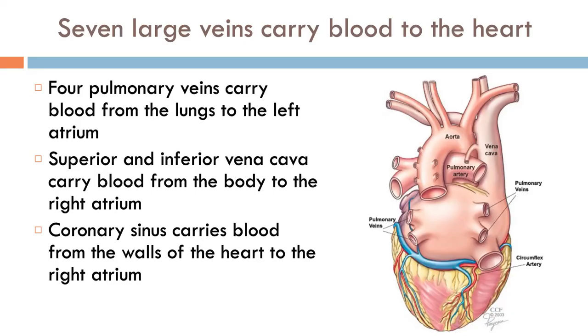Major vessels, the major veins: four pulmonary veins, oxygenated, inferior vena cava, superior vena cava, and then the coronary sinus. The coronary sinus all does is bring everything back together. All the coronary veins come into the coronary sinus and then it dumps into the right atrium.